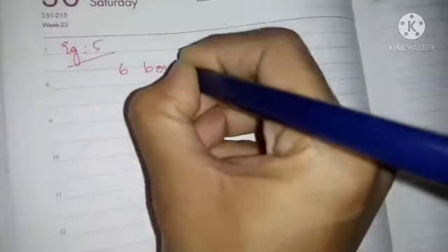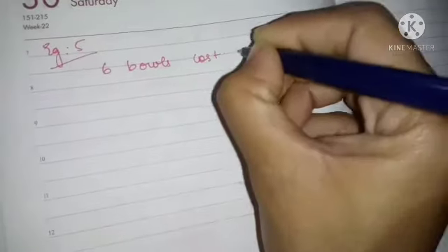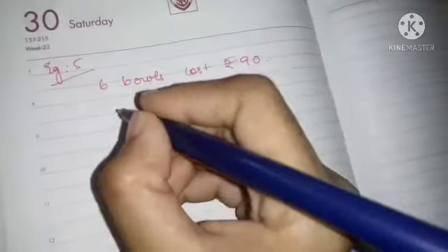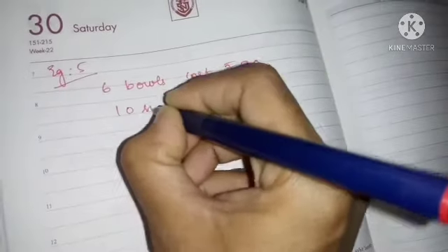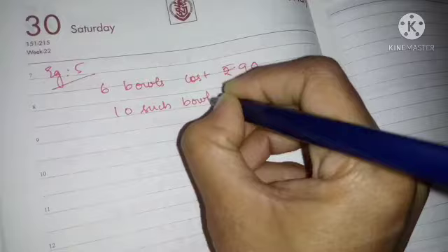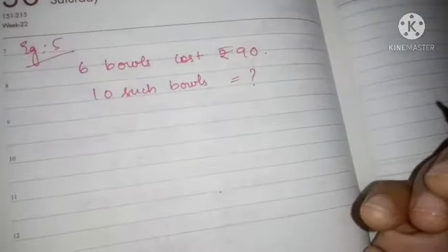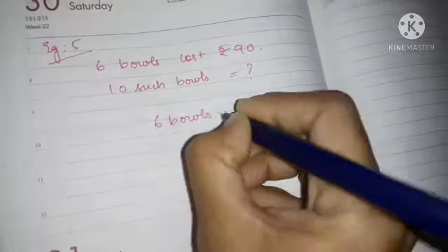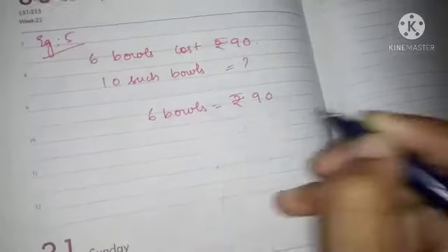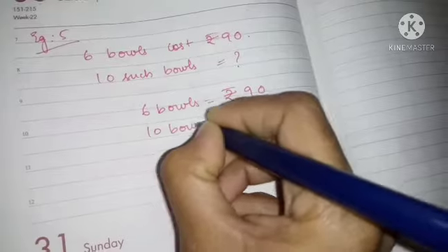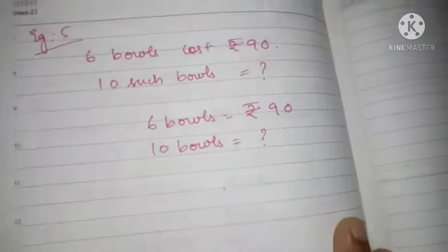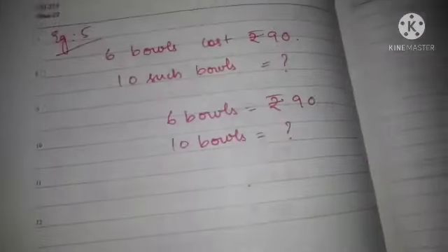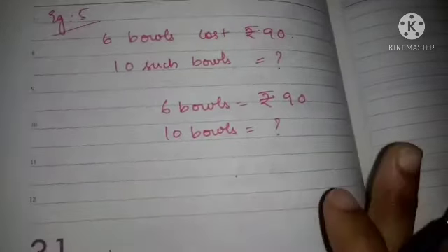Okay. Next, example number 5. What is the question they have given? 6 bowls cost rupees 90. What would be the cost of 10 such bowls? For 6 bowls, how much rupees is there, children? Rupees 90 is there. For 10 bowls, how much rupees is needed? That is our cost. So you can either use our unitary method or you can use it like this.